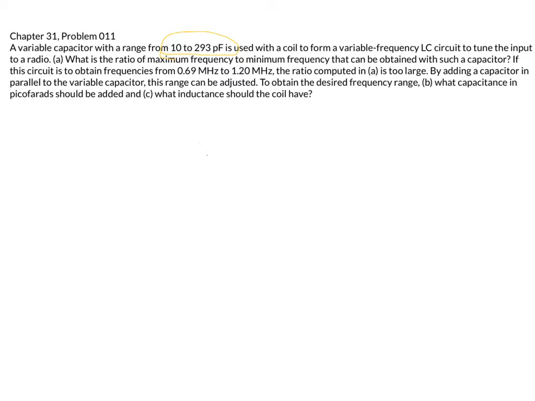And then after that, we're told to imagine that we have a desired range of frequencies from 0.69 megahertz to 1.2 megahertz. What you're going to find as you solve this is that the capacitance you currently have is not sufficient to give you that range, because you end up with too high a ratio from part A. So you have to put an additional capacitor in parallel with your variable capacitor in order to achieve this desired range.